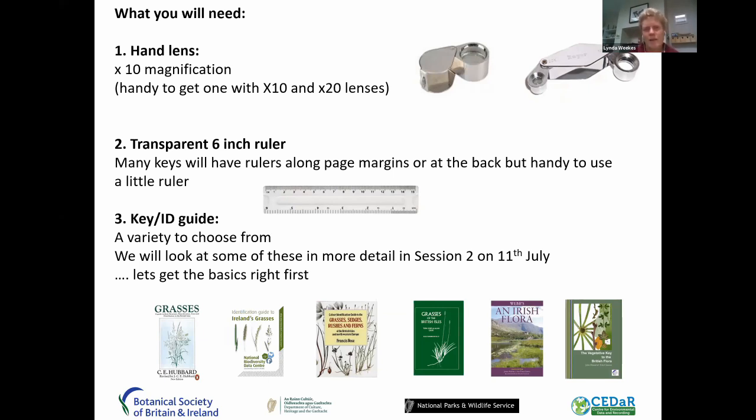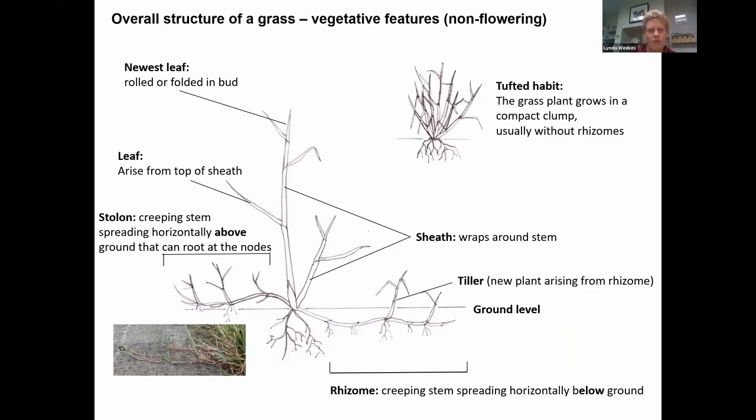So I'll start with looking at the overall structure of a grass, just the vegetative features. And then we'll look at a more detailed look at all the different parts of the plant, and that's essential for identification. So first of all, the overall structure. Here you have a diagram of a general grass.